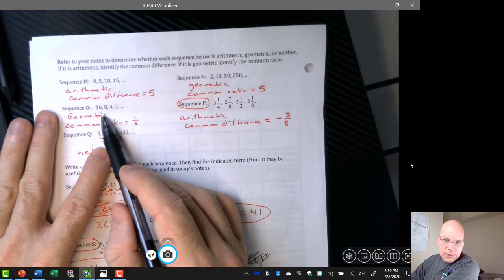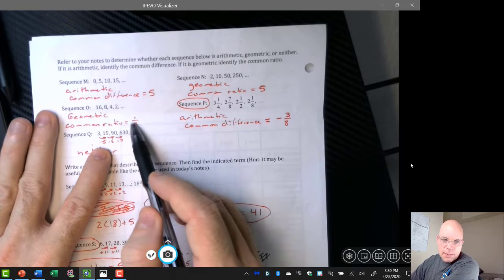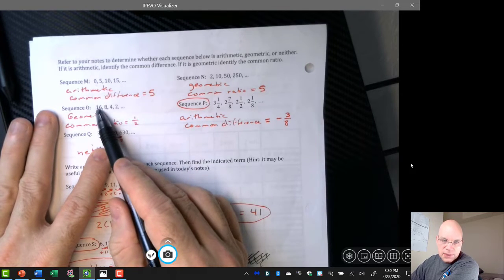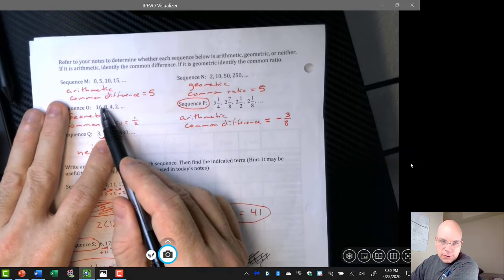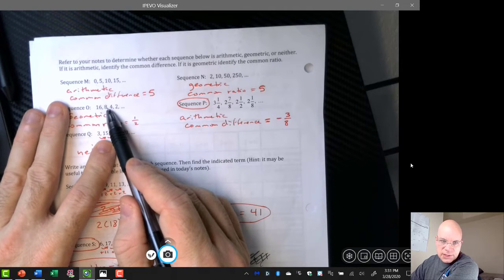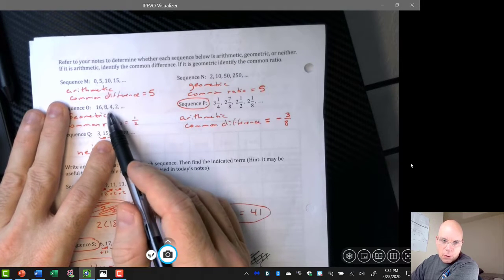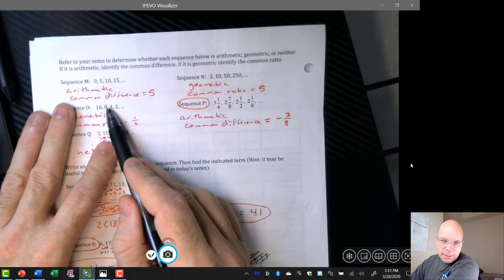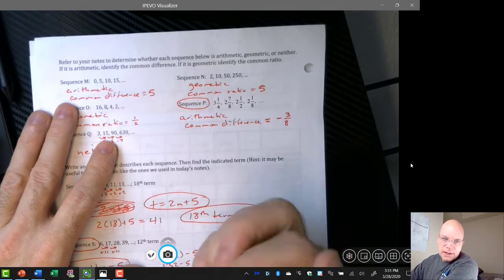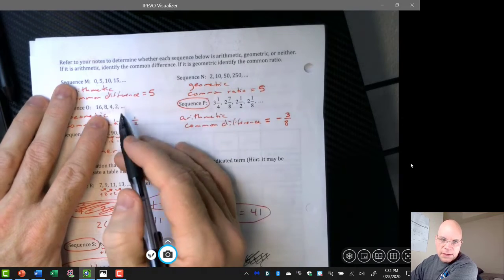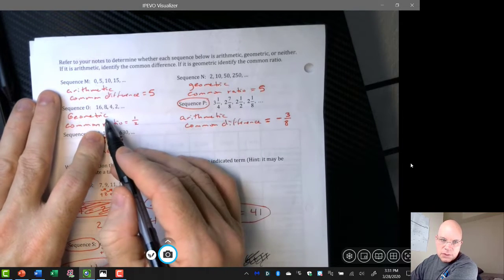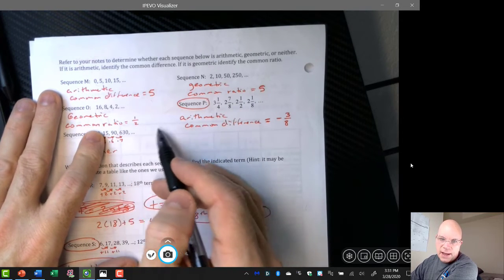Sequence O was geometric, but in this case the common ratio is 1/2, not 2, because I'm not multiplying by 2, I'm multiplying by 1/2 to get from 16 to 8, or from 8 to 4. Or you could take a term like 4 and divide it by the preceding term 8, and you would realize that 4 divided by 8 is just 1/2. It's a geometric sequence with a common ratio of 1/2.